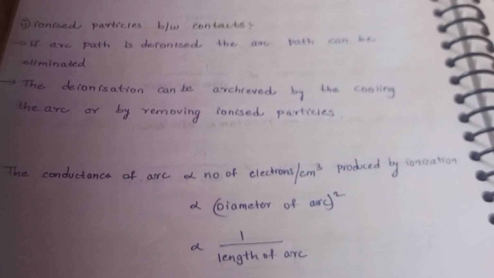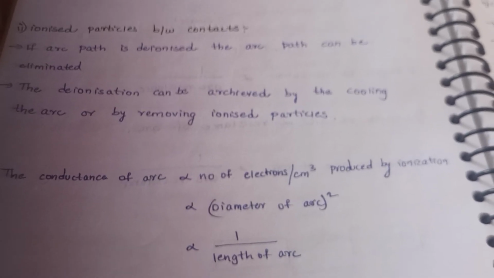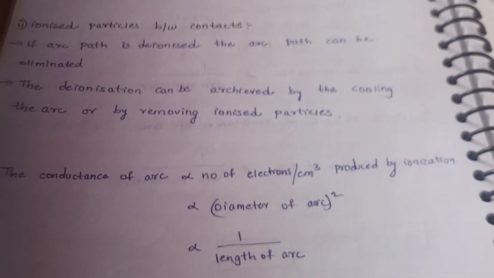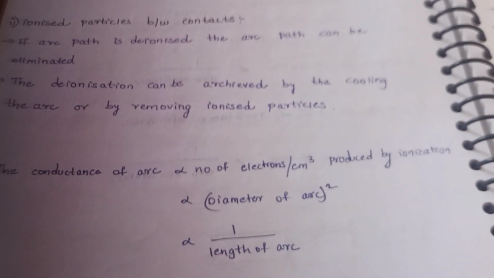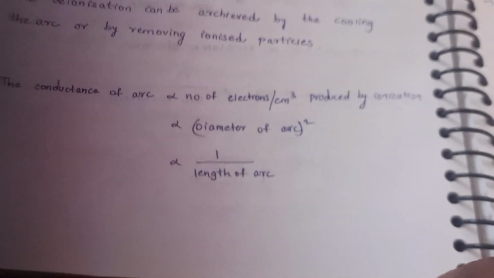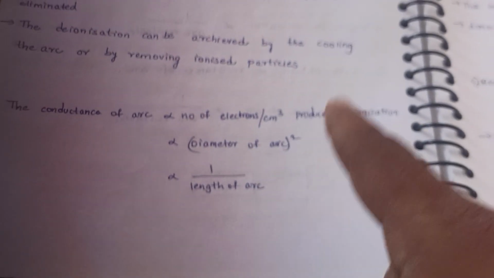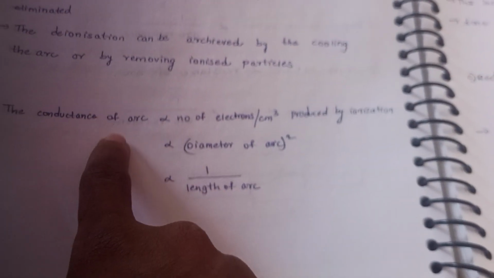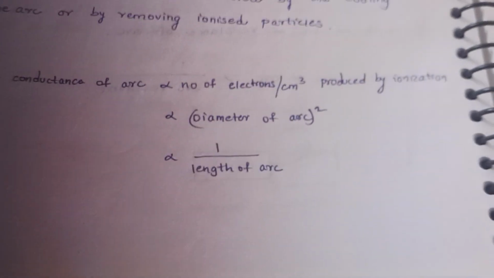In an air blast circuit breaker, air is sent to deionize the ionized air. In a minimum oil circuit breaker, oil is used to deionize the arc. Thus the deionizing medium is different for different circuit breakers. The conductance of the arc is directly proportional to the number of electrons per cubic centimeter, and depends on the diameter of the arc, and is inversely proportional to the length of the arc.